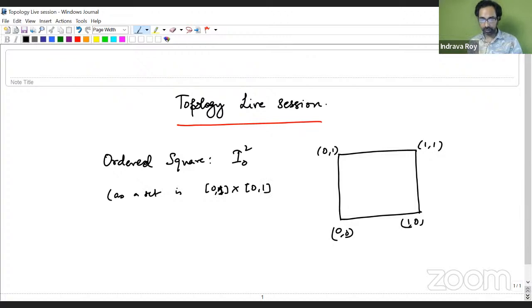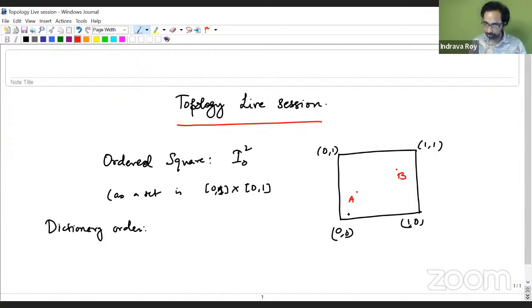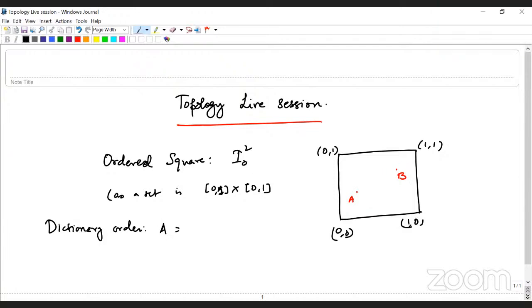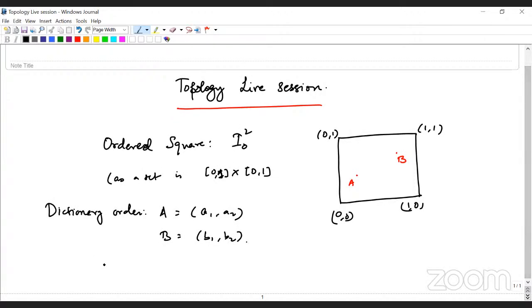The first thing we want to do is to put a topology on it before we speak about the open sets and closed sets. We want to put a particular topology, which will be the order topology, as we have seen. So the dictionary order: let me recall what it is. Let's take two points, A = (A1, A2) and B = (B1, B2).